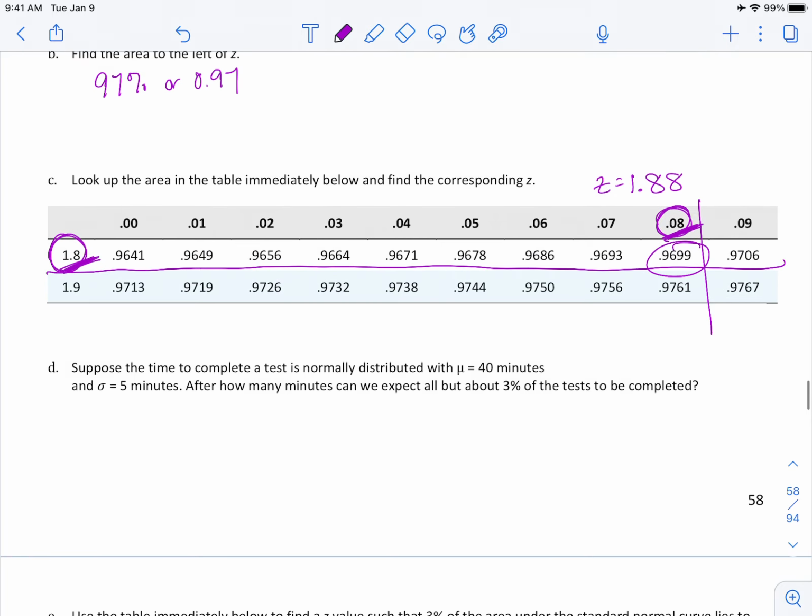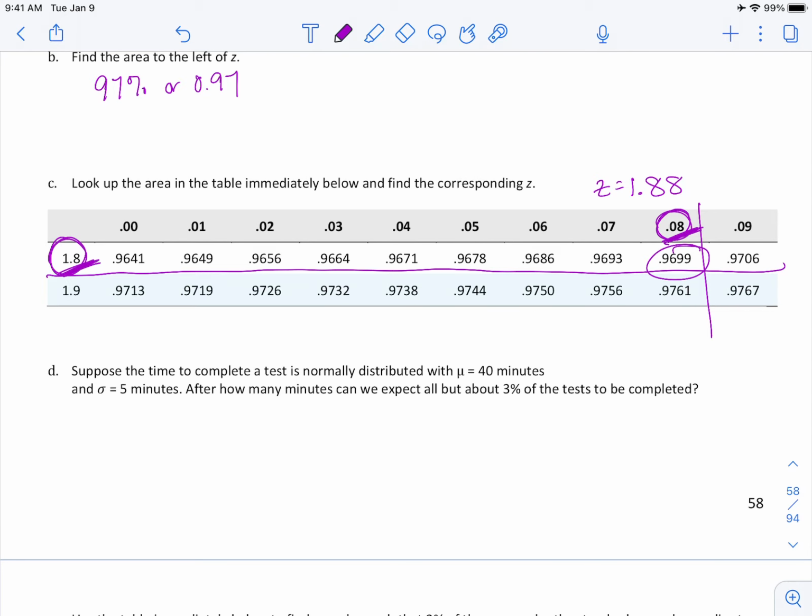Suppose the time to complete a test is normally distributed with a mu of 40 minutes and a sigma of 5 minutes. So our mean is 40, standard deviation is 5. After how many minutes can we expect all but 3% of the test to be completed? So I want you to find this one using your z-score formula.